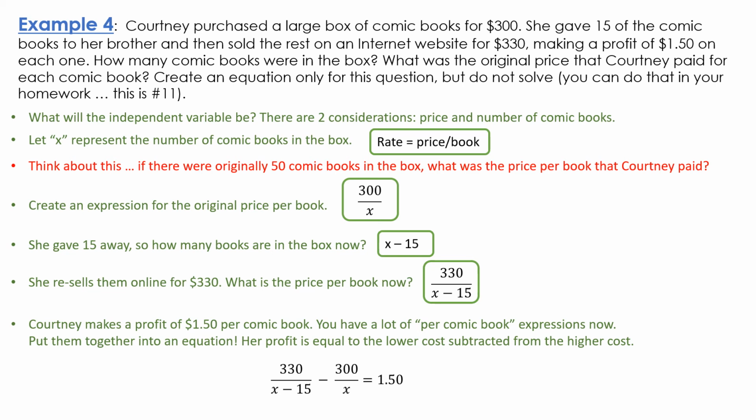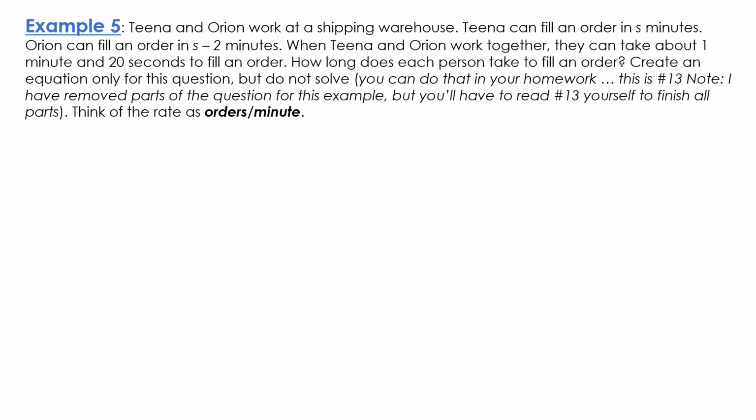One more example. Tina and Orion work at a shipping warehouse. Okay, that's fine, but I'm going to ignore that now. Tina can fill an order in S minutes. So I'm going to skip to the bottom. This is another one that I took out of the homework, and they use S. I don't like S. It looks like 5, but they use S. So we're going to stick with S. Orion can fill an order in S minus 2 minutes. When Tina and Orion work together, they can take about 1 minute and 20 seconds to fill an order.